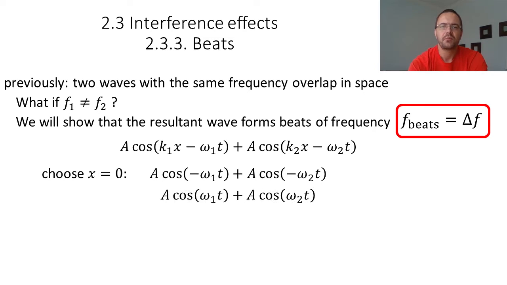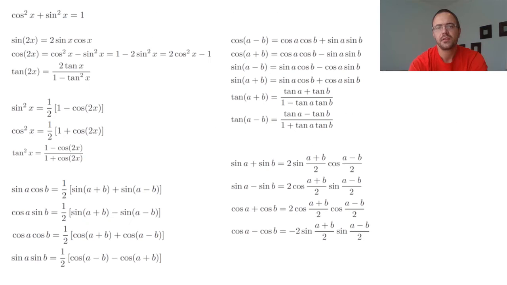And we can also drop the minus signs because cosine theta is equal to cosine minus theta. And so we end up with cosine omega 1t plus cosine omega 2t. Now, at this point, you can already guess that we will use a trigonometric formula, right? And you're already familiar with my trigo slide that contains all of the formulas that you will ever need in this class. And so let's see, cosine omega 1t plus cosine omega 2t.